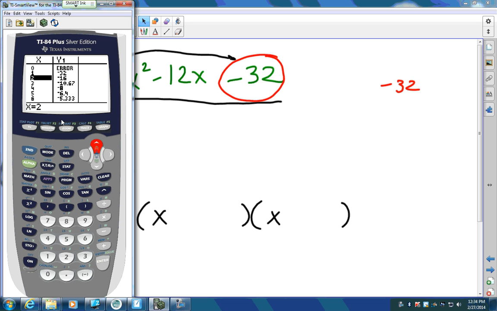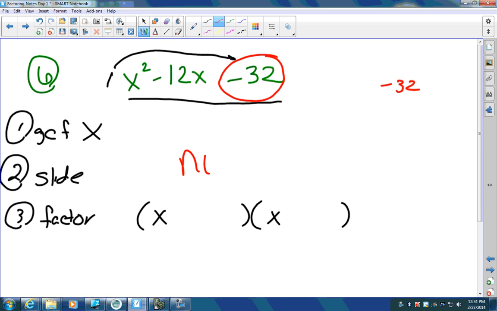Okay, so wait. When you add these together, I got 1 and negative 32. That gives me negative 31, right? 2 and negative 16 gives me negative 14. Since you cannot find the factors, what you write is not factorable. No, listen, not factorable for real. What I mean is, if you can't find the factors of that last number, there's nothing that adds up together to give you that middle term, there are no factors.